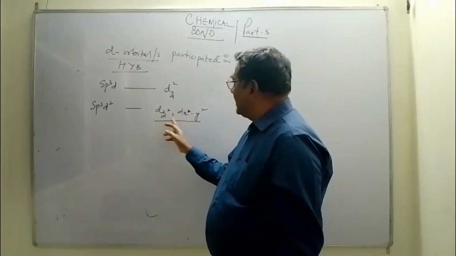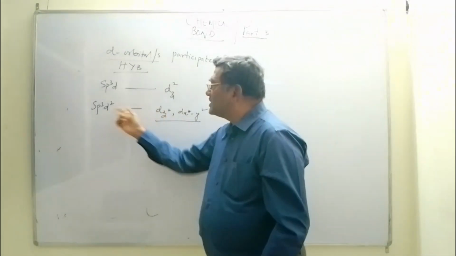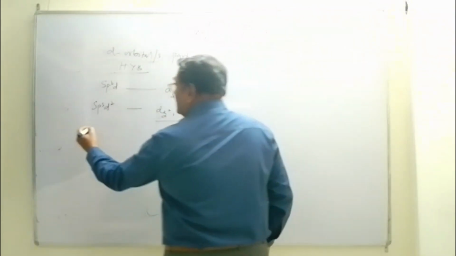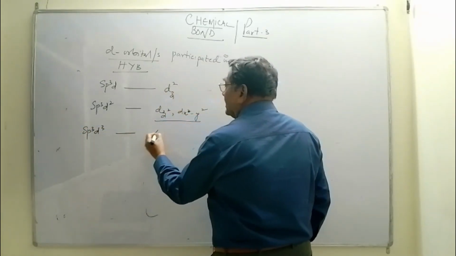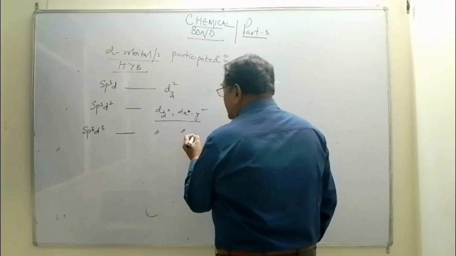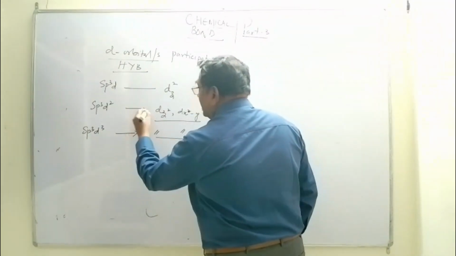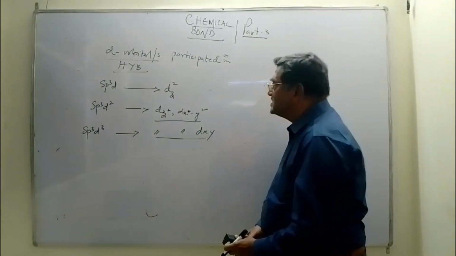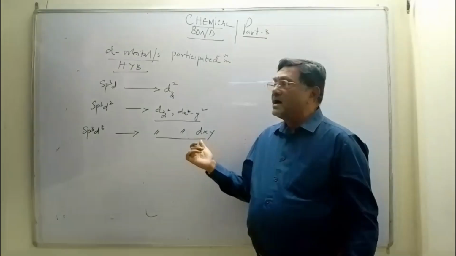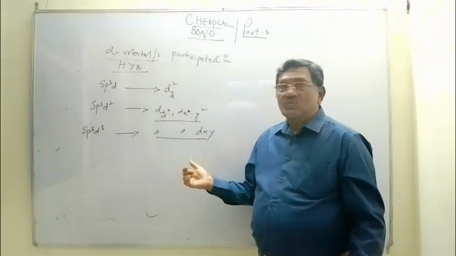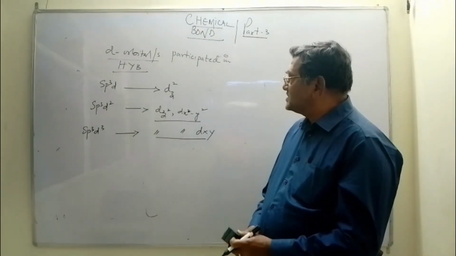So dz² and dx²-y² lie along the axis, and these two participate in this case. But coming to this, there are various cases, and it's going to be dz², dx²-y², and dxy that participate in hybridization. This is a very simple possible question. Though we learn pretty well, we can't answer this one so easily. That's what we are going to do with respect to hybridization.